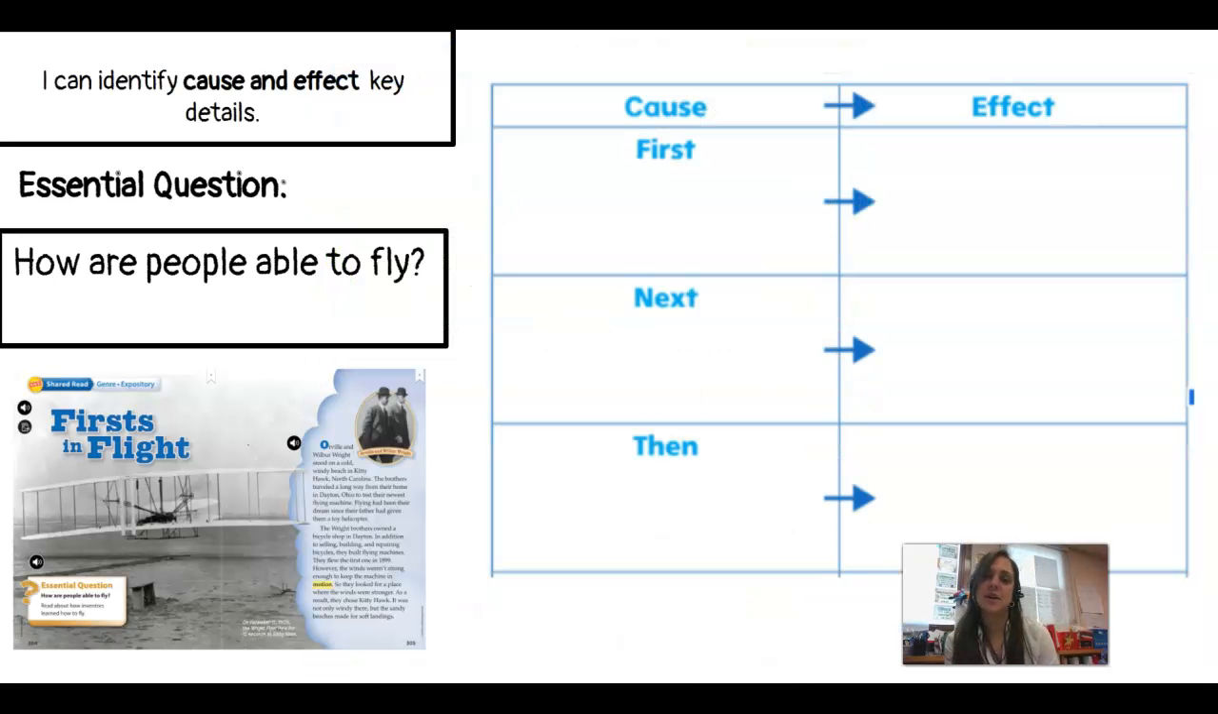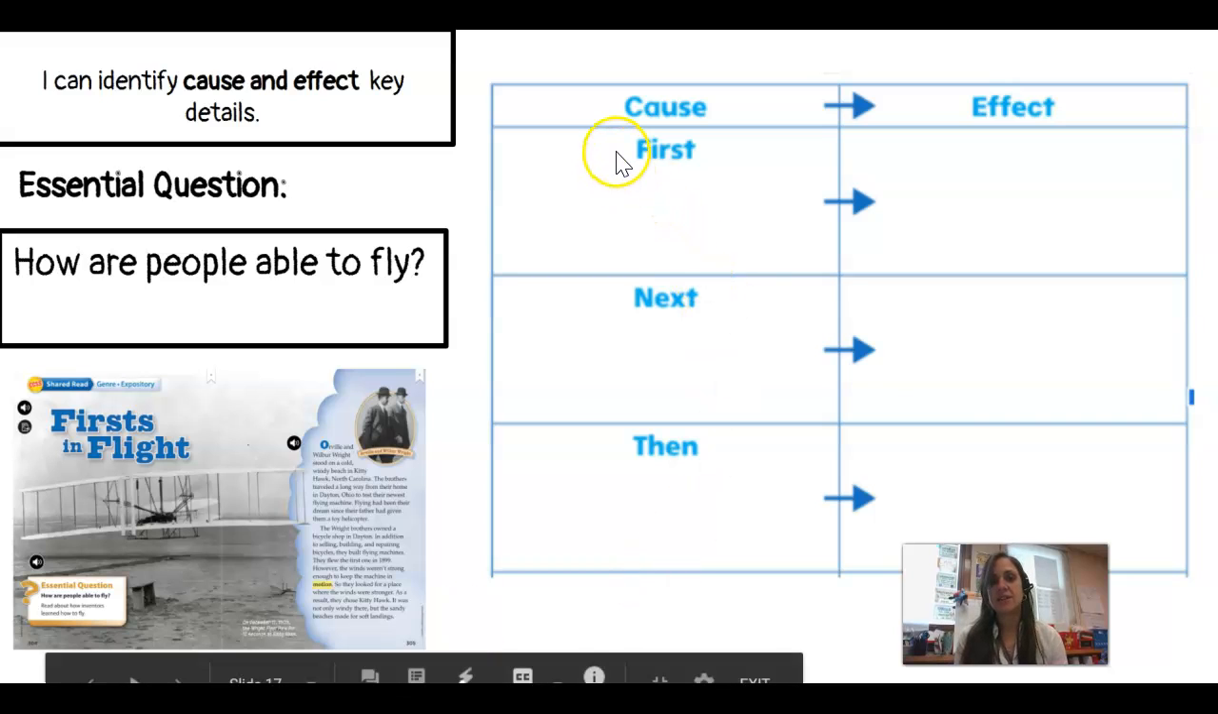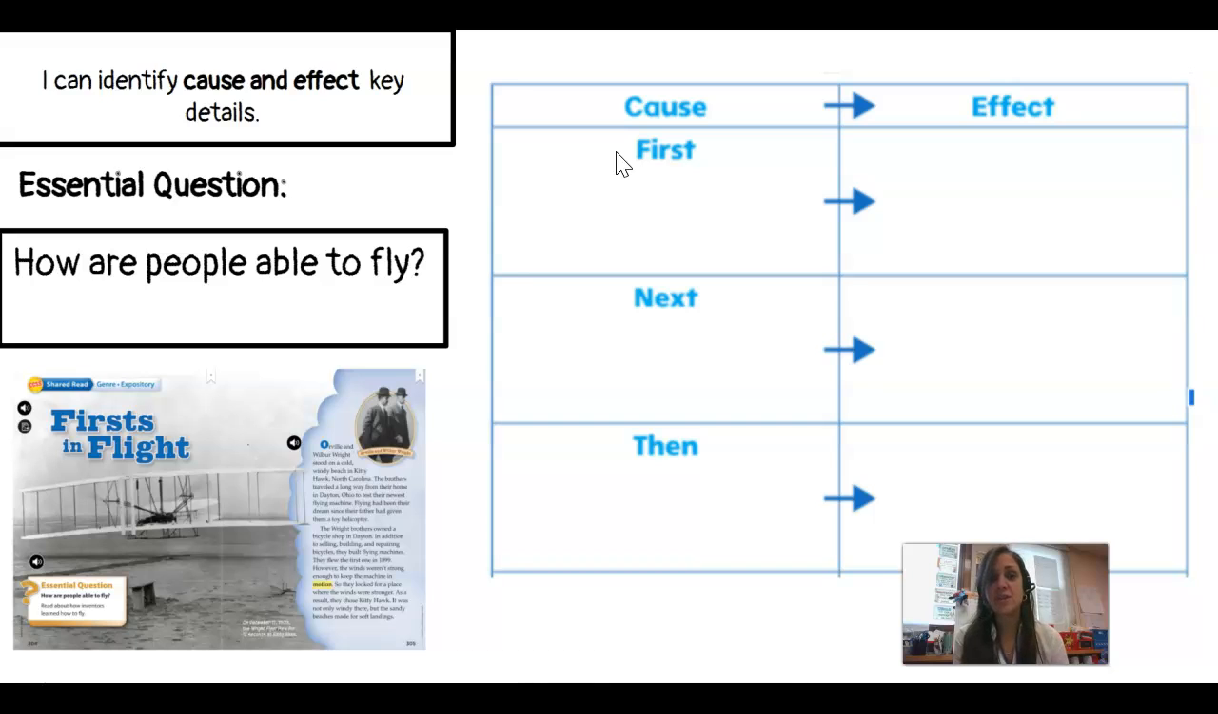Here is a graphic organizer to help us organize our key details. Again, our purpose: I can identify cause and effect key details. This graphic organizer allows us to build on what we are already able to do. As readers, we already know that we can sequence events in the text. So we can put key details in order: first, next, then. Now as we're reading and we're thinking about what's happening first, next, and then, we can build on that with cause and effect.